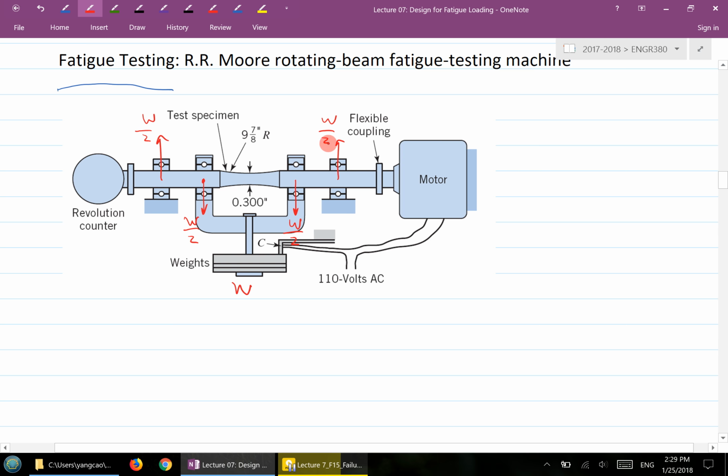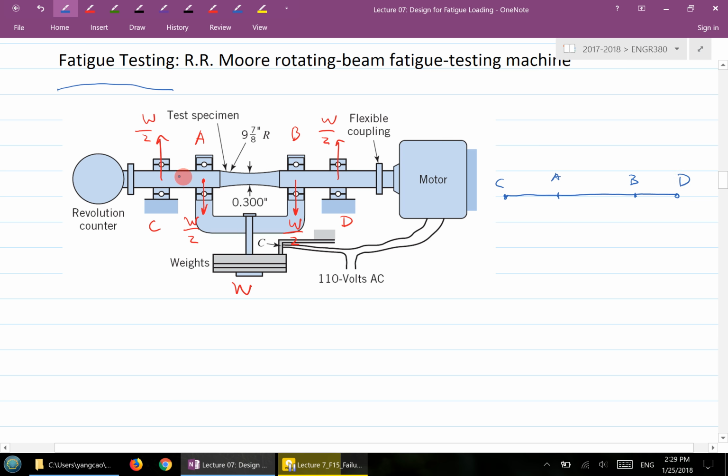Now, this is C, this is A, B, and this is the D location. So I can think about the section between C and D. Here's C, here's D, and here's A, here's B.